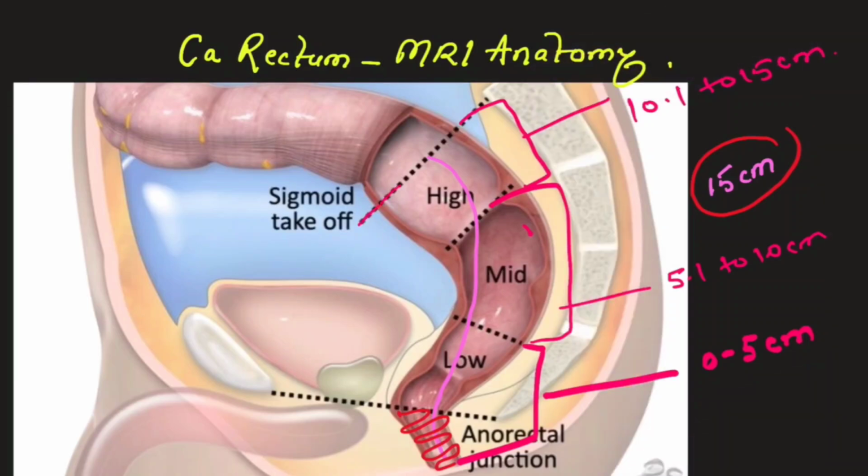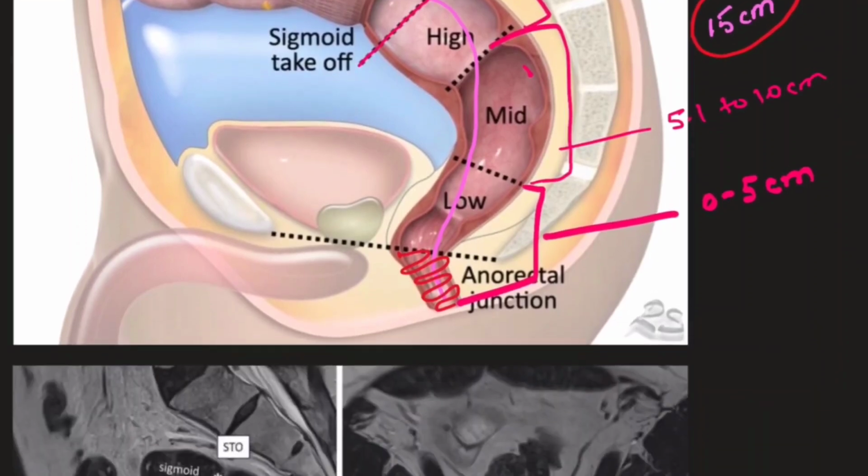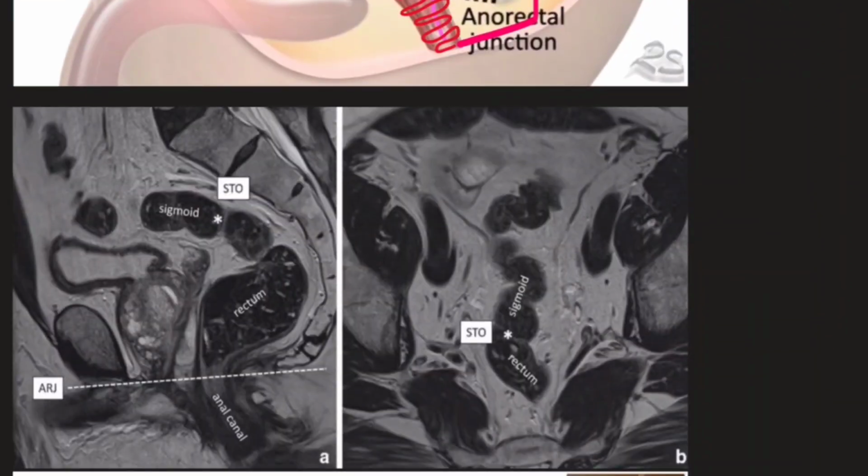So what's the proximal most extent? It's the sigmoid takeoff. Okay, the point from which the sigmoid colon sweeps horizontally away from the sacrum is the sigmoid takeoff on sagittal images, and the point from which the sigmoid projects ventrally away from the sacrum is the sigmoid takeoff on axial images. So the proximal most extent of the rectum is the sigmoid takeoff, which is identified on sagittal and axial images.